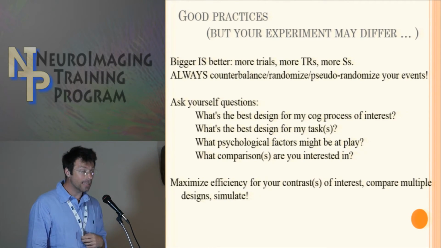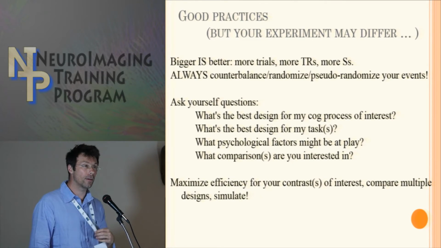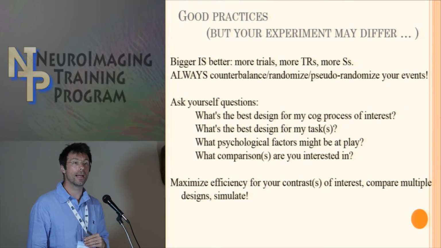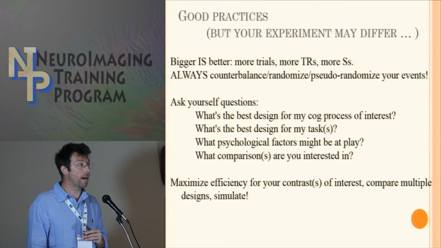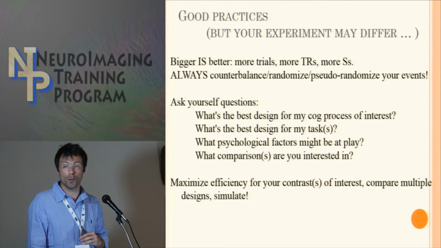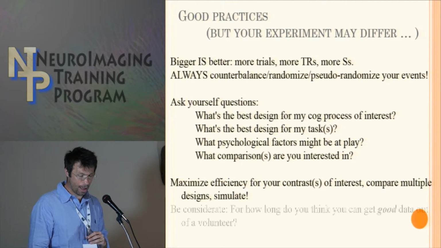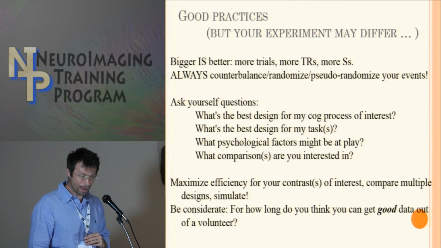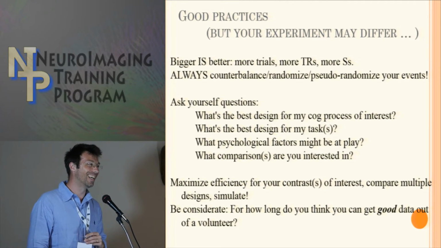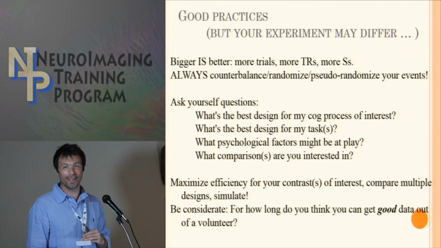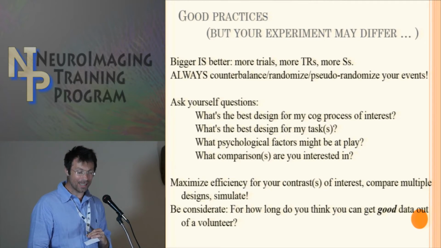If I block this, is it going to work? Is it going to lead to strategies? Is it not going to lead to strategies? Do I need to do a jitter randomized design, do I need to have single events in order to prevent mindsets and stuff like that? And of course, what comparisons interest you? And above all, maximize your efficiency, simulate. Go home, spend a little time looking at this, see which approach is best.